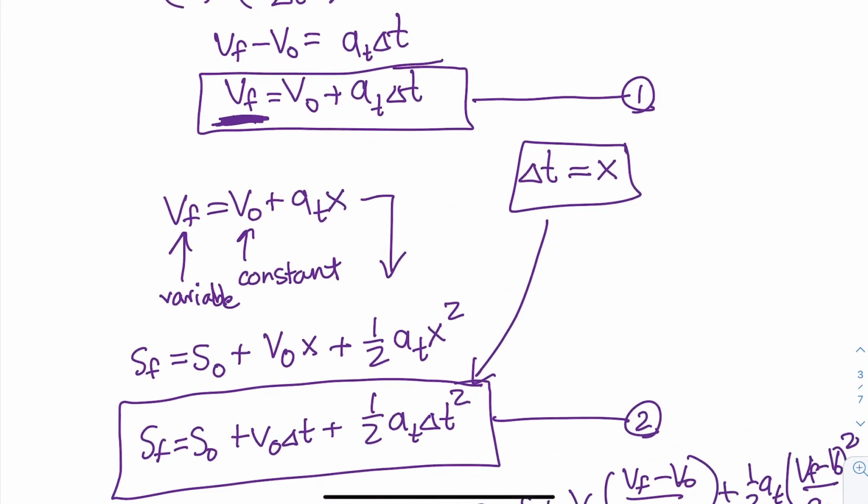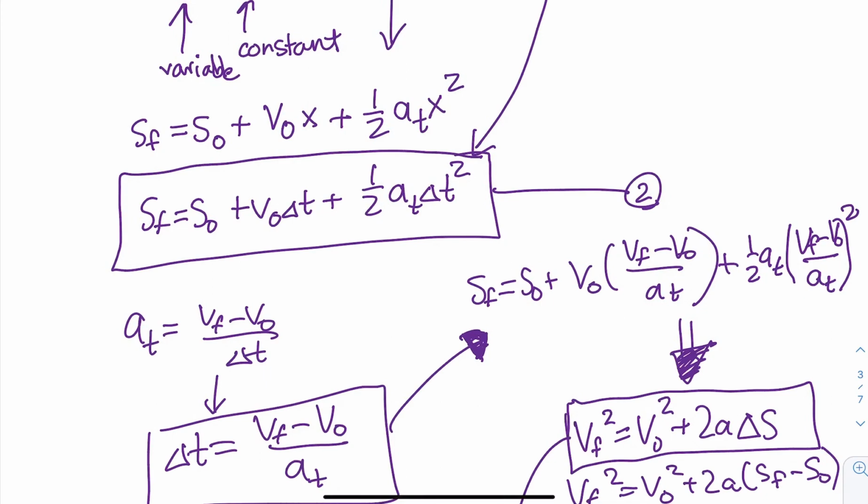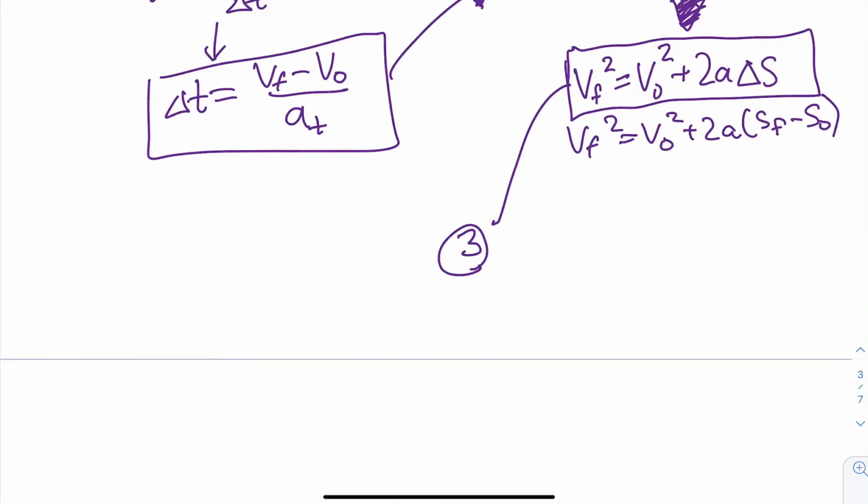So I would say memorize this, Vf equals V aught plus a_t delta t. Memorize this, Sf equals S aught plus V aught delta t plus 1/2 a_t delta t squared. And then finally, memorize this one, Vf squared equals V aught squared plus 2a delta s.